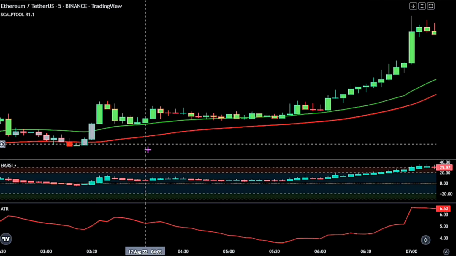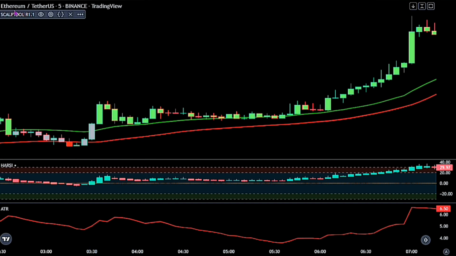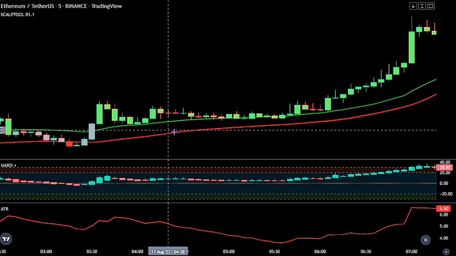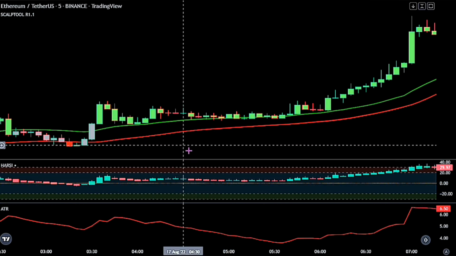Okay traders, so today we would be looking at the Ethereum United States dollar tether, and we are on the 5 minutes time frame. So for this strategy, we are using 3 amazing indicators. So let me go ahead and show you the indicators we are using for this strategy.